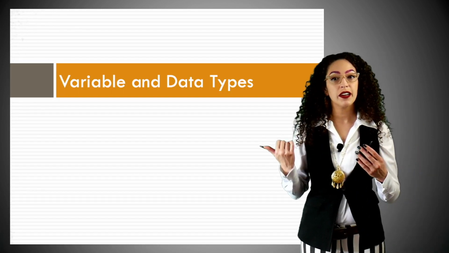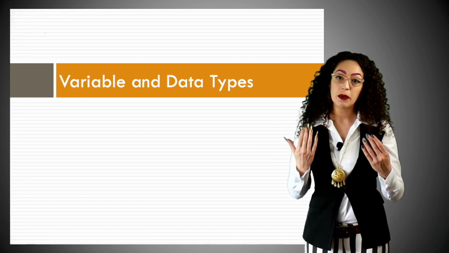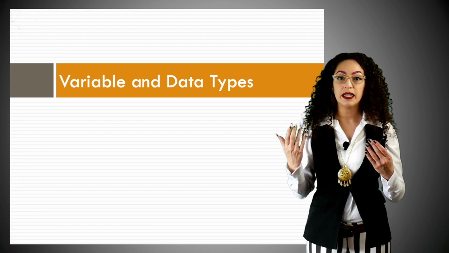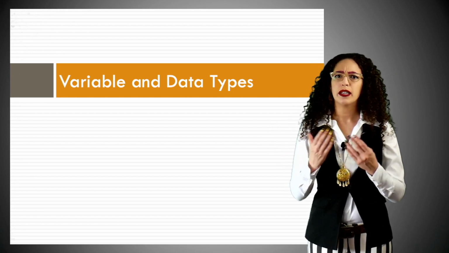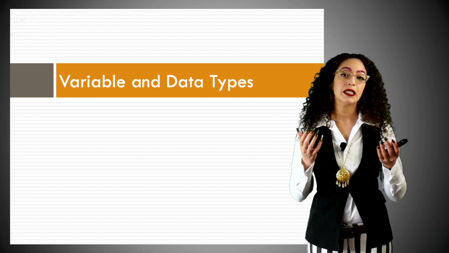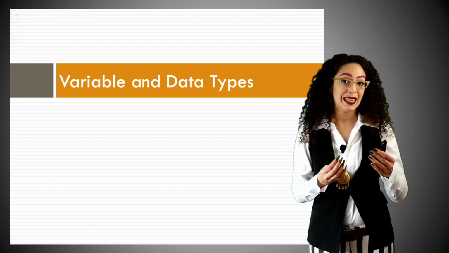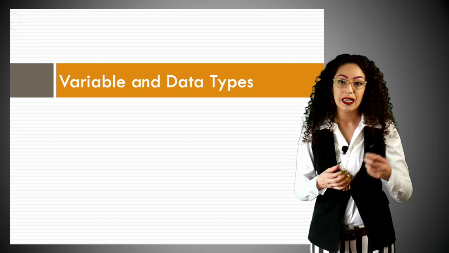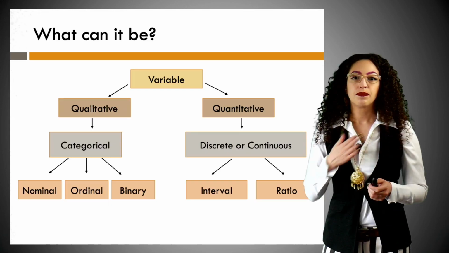So now we're going to look at variables and data types. You might be wondering, if we already looked at independent and dependent variables, why is there more? Well, a dependent and independent variable can be measured in different ways depending on what kind of data that variable is. We'll see some examples here.